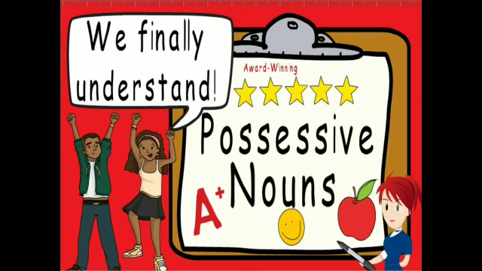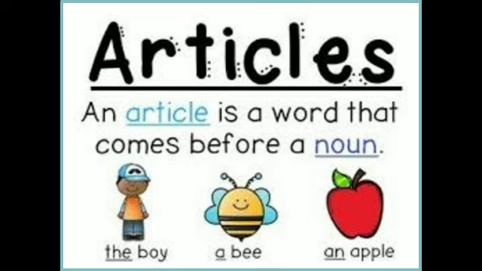Okay. So now we will start with the articles. As you all know, from the second or third standard you are learning about articles. An article is a word that comes before a noun. Like here you can see boy, bee, apple, these are all nouns, and we have used a, an, the, which are the articles used before the nouns.